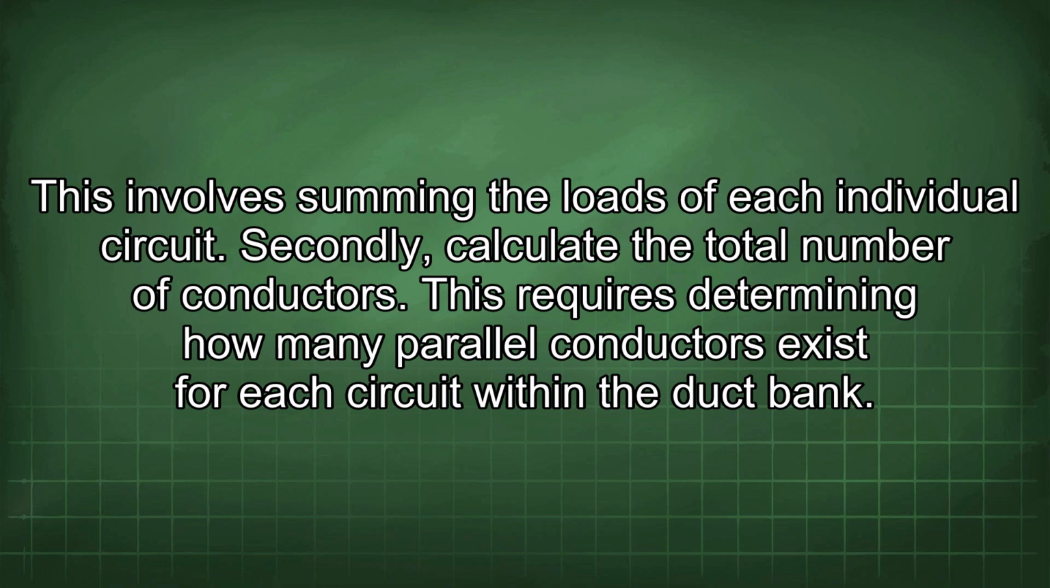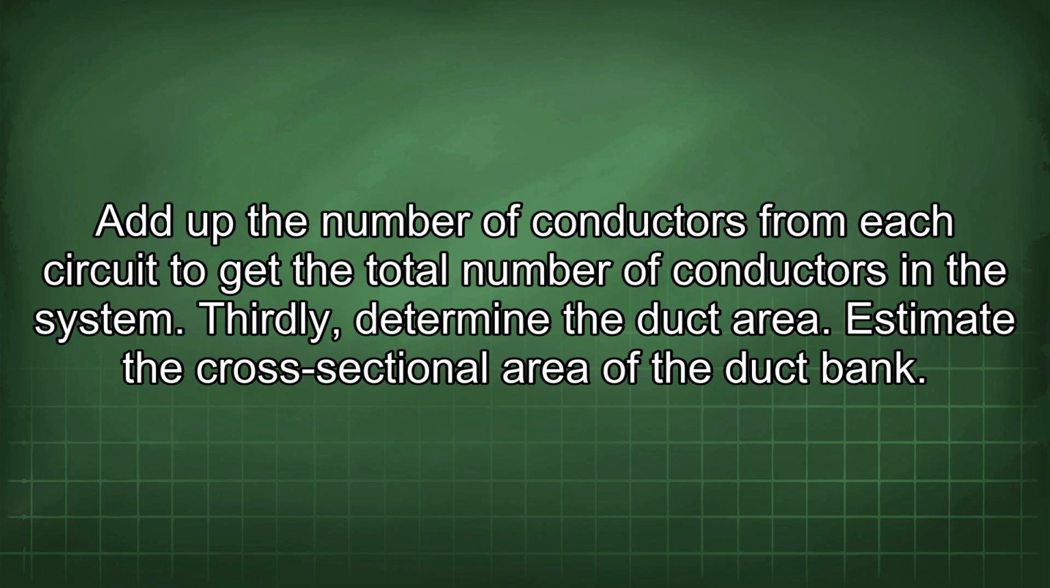Secondly, calculate the total number of conductors. This requires determining how many parallel conductors exist for each circuit within the duct bank. Add up the number of conductors from each circuit to get the total number of conductors in the system.